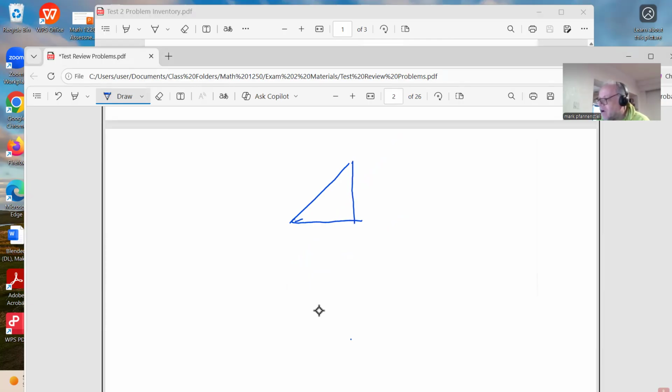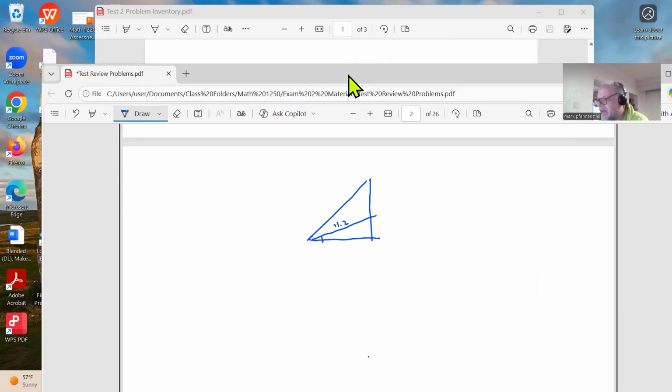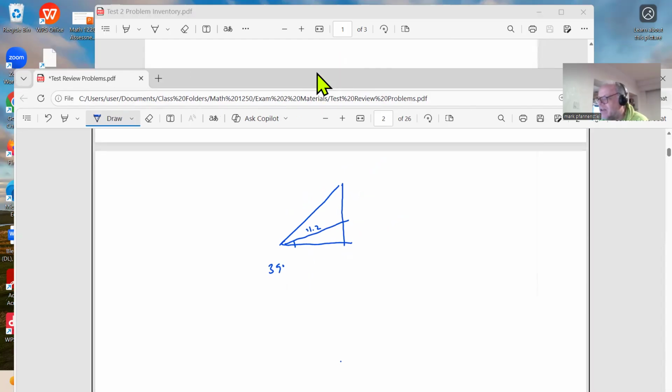Okay, so we have our picture of what's going on here. We have 11.2 here. We have a little bit of a value down here of 39 degrees. Okay, and then up here we have our 47 degrees.